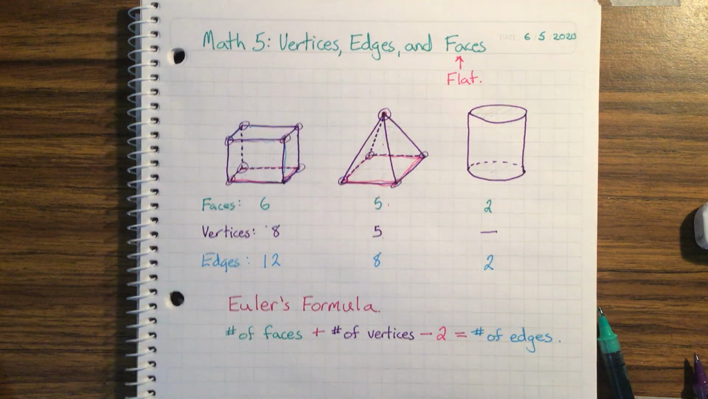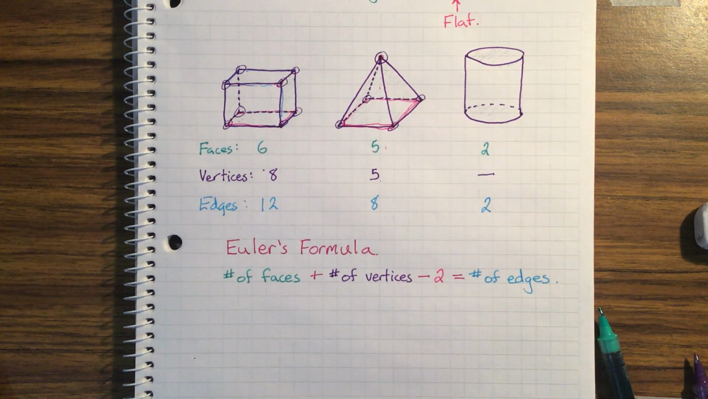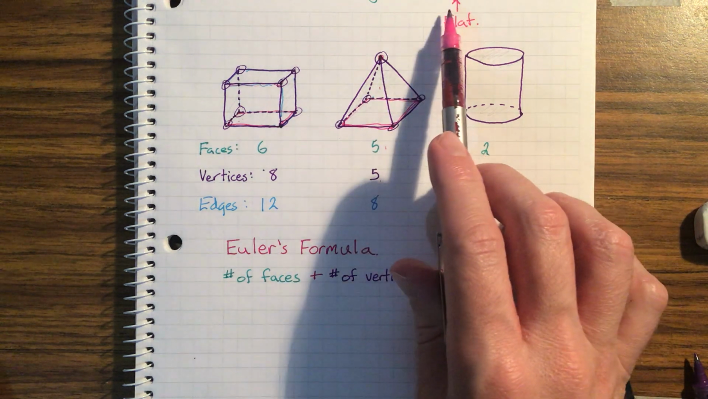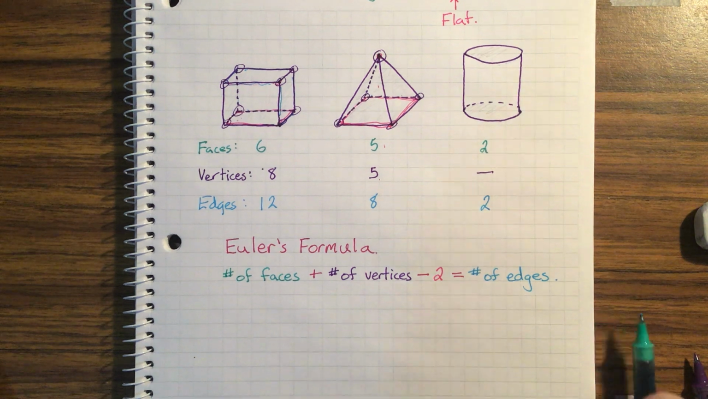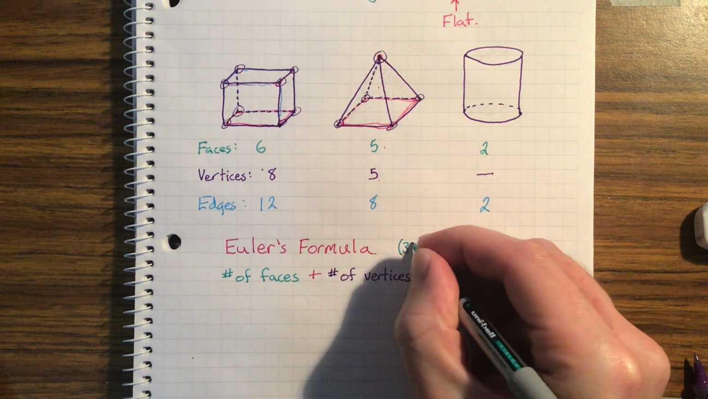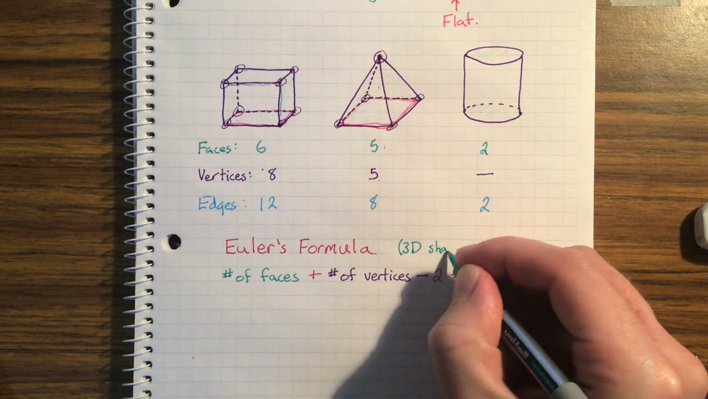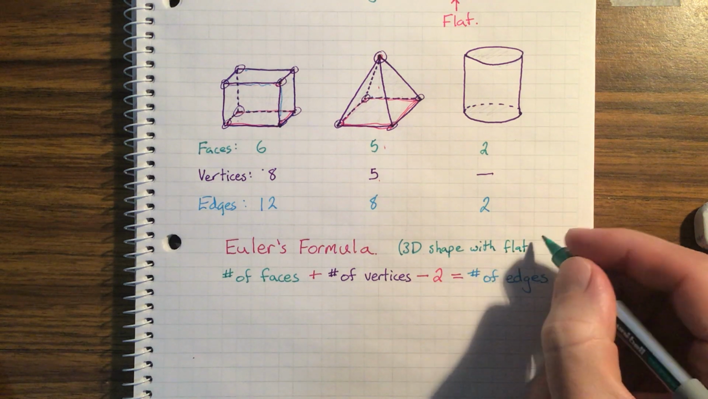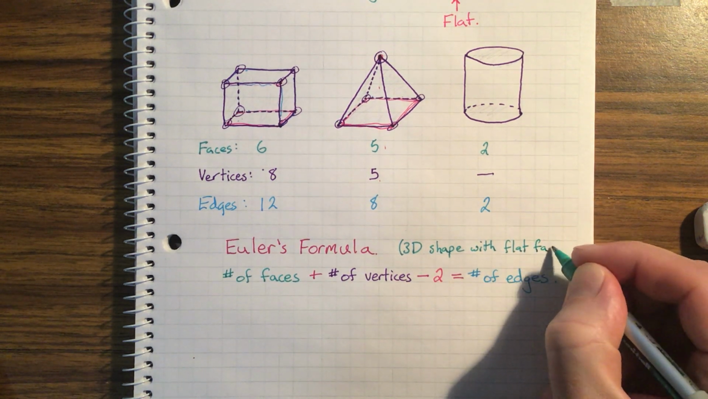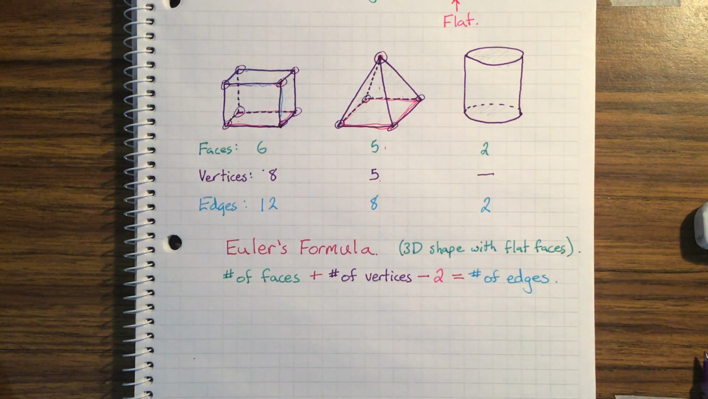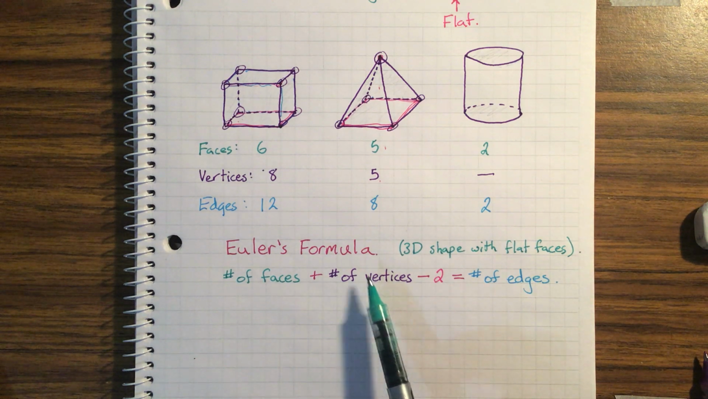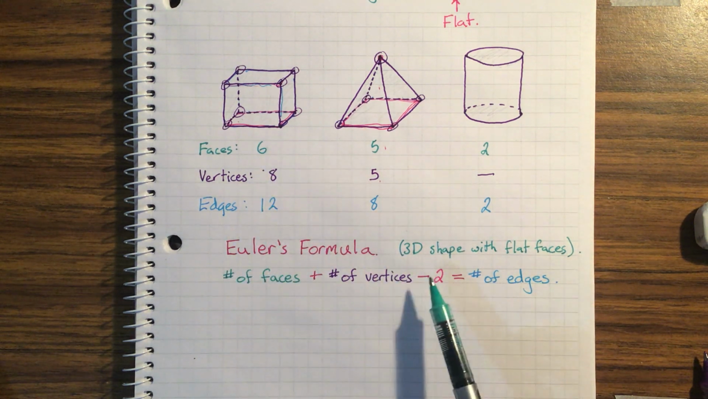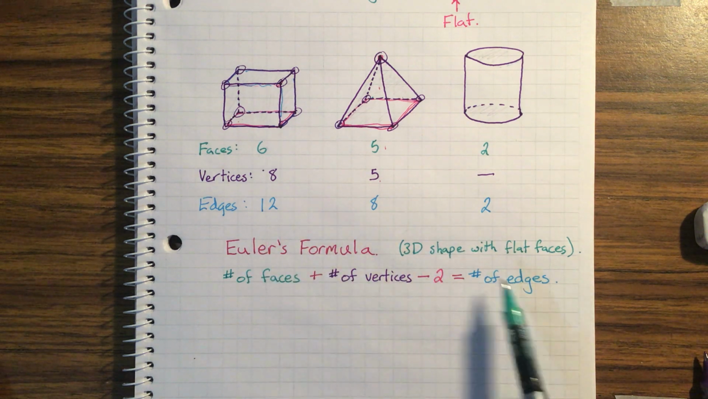Okay, now we're going to take a look at Euler's formula. Euler's formula is a relationship for any 3D shape that has flat faces. So this works for any 3D shape with flat faces. We call them polyhedron. So with any polyhedron, we take the number of faces, we add to it the number of vertices, so the faces plus the vertices, and then if you take away 2, you will get the number of edges.